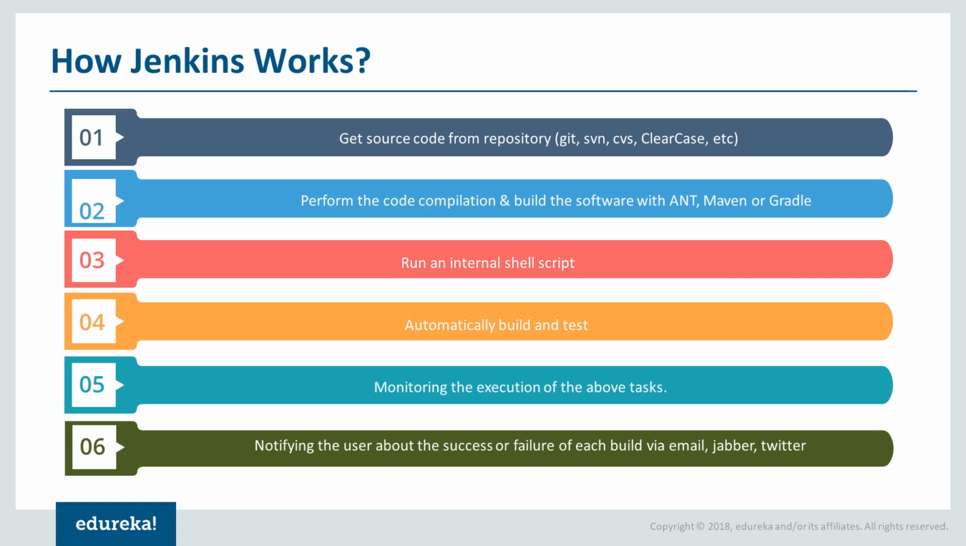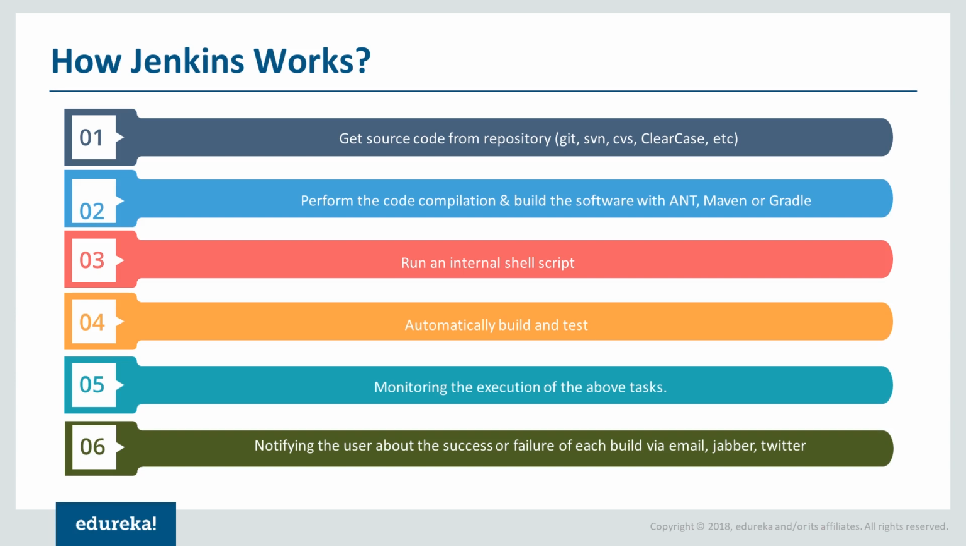And of course, Jenkins monitors the execution of all the above tasks, and based on the results, there are only two possibilities: either a success or a failure. If it is a failure, developers will be notified. If it was a success, multiple stakeholders will be notified so that everybody understands that the next push is about to happen.